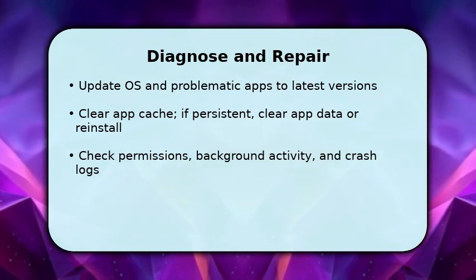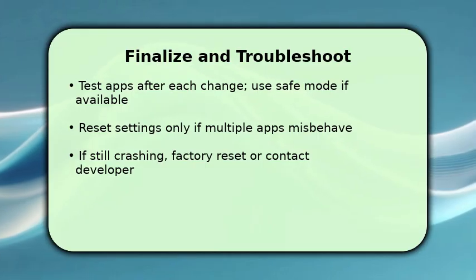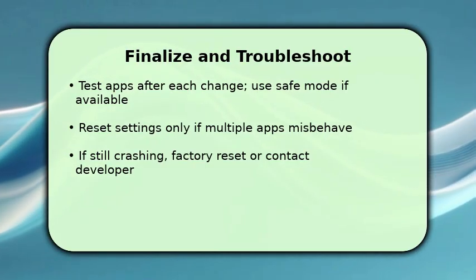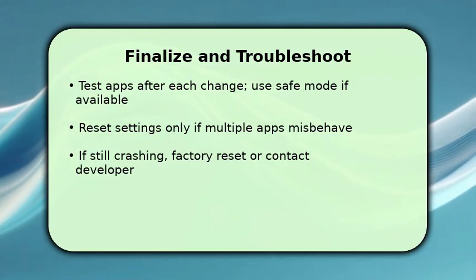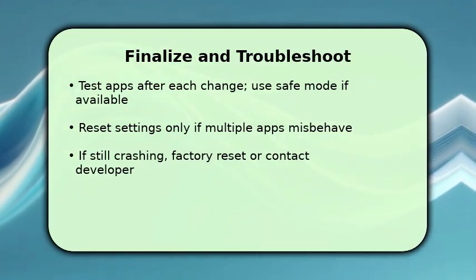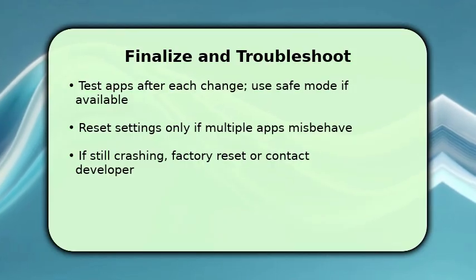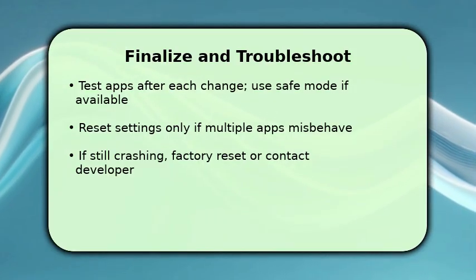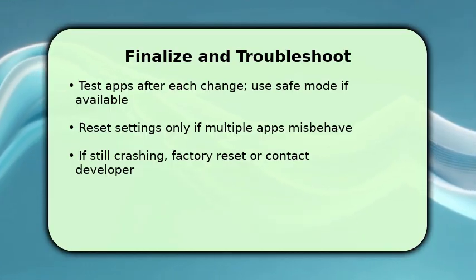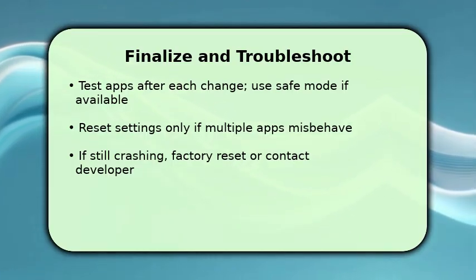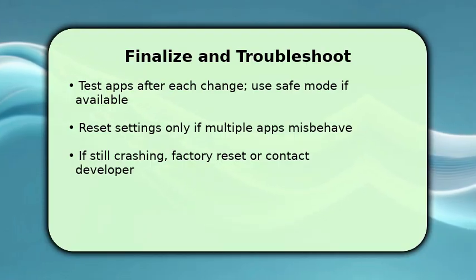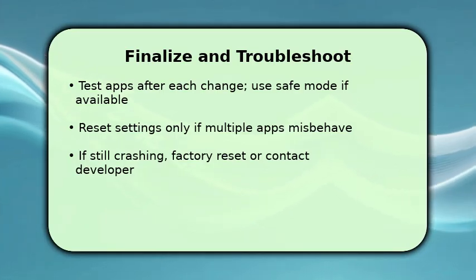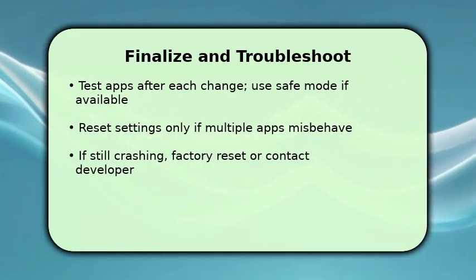specific patch. You finish by validating fixes and preparing fallback plans. Test each app immediately after a change and use safe mode to see if third-party software is the culprit. If multiple apps misbehave, reset system settings before more invasive steps. This preserves personal data. If crashes persist, consider a factory reset as a last resort or collect logs and contact the app developer for targeted support.